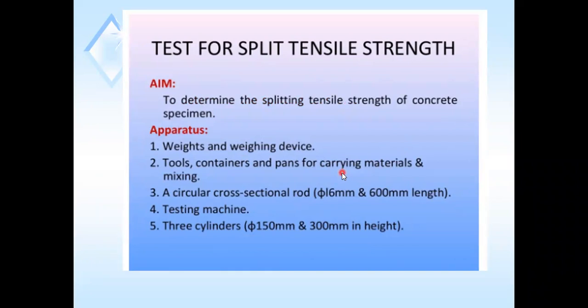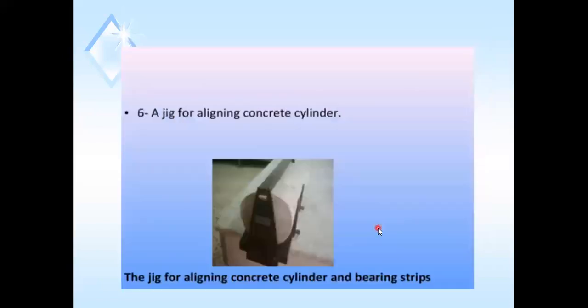Aim is nothing but to determine the split tensile strength of the given concrete. Apparatus are nothing but your weighing balance or the weights. Then for split tensile strength, we are having the cylinders. 3 cylinders having the diameter as 150 mm and the height of that cylinder is 300 mm. As you can see the diagram, this is the cylinder which we are going to use. This is the cylinder in which concrete is poured, and then this cylinder is cured for 3 days, 7 days, or 28 days.